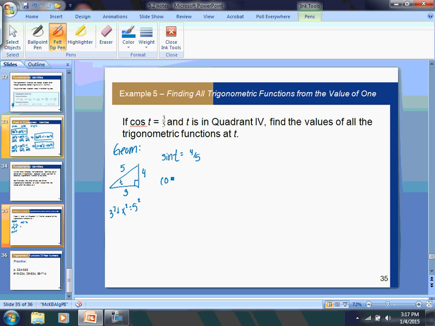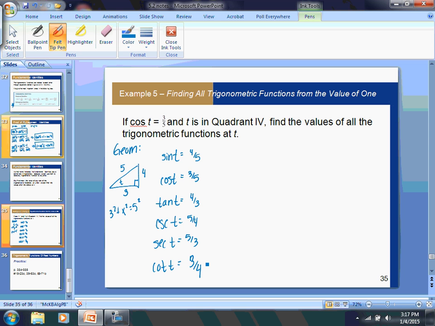They told us cosine. And then tangent is going to be opposite over adjacent, so that's 4 over 3. And then we have our inverses. We have cosecant, and then we have secant, which is the inverse of cosine, so that's 5 over 3. And then we have cotangent, which is 3 over 4.